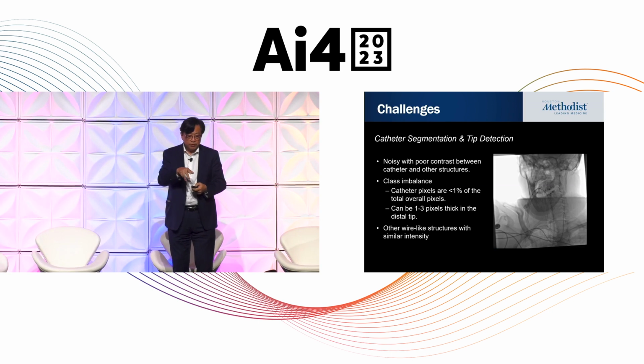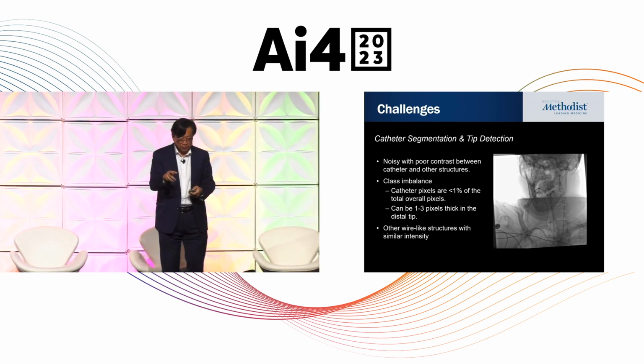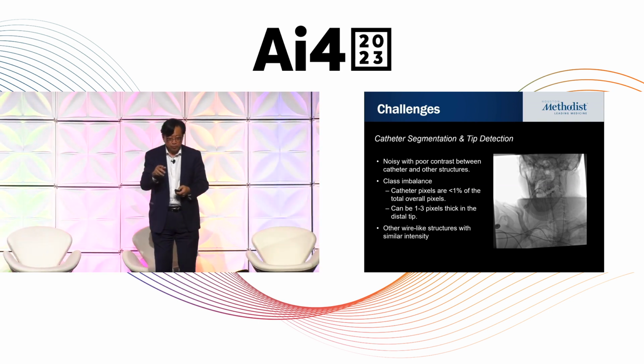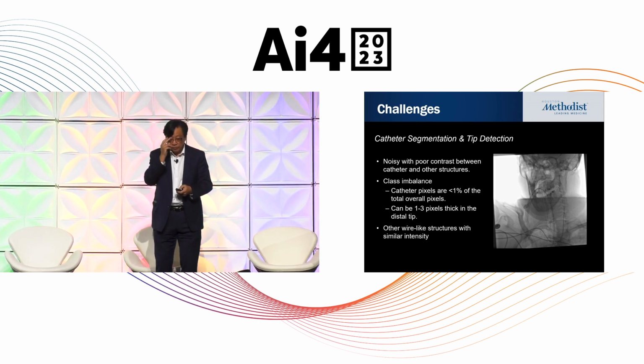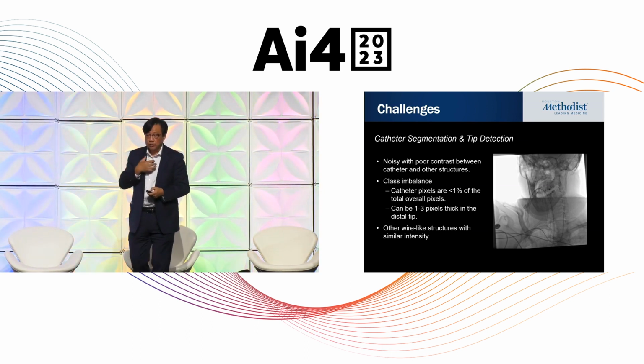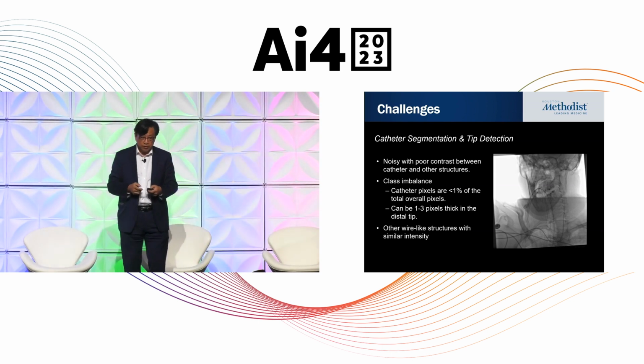And this will give you some idea of the challenge, right? Normally, you have many wires in the body, and the machine will be very confused. Very noisy, very poor contrast, and the pixels are less than 1% of the overall pixels. You need to be very, very accurate, and there are many wire-like structures in the same area, as you see in this picture. So it's very confusing for AI.